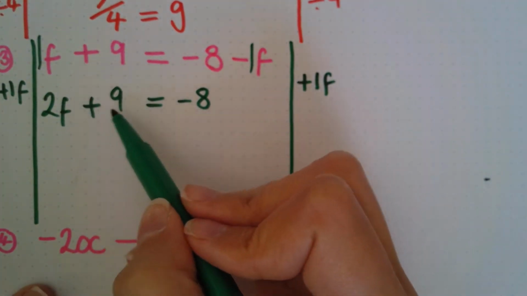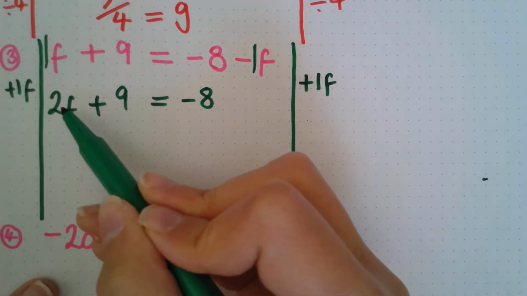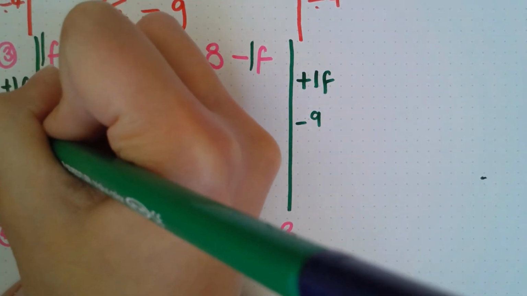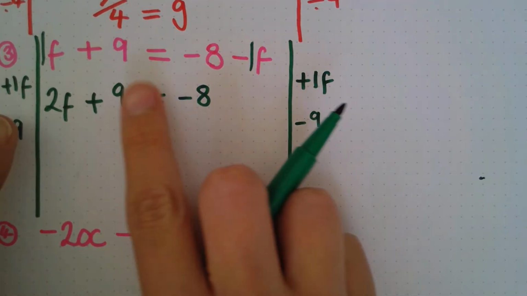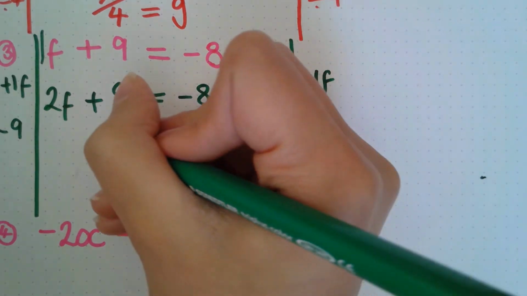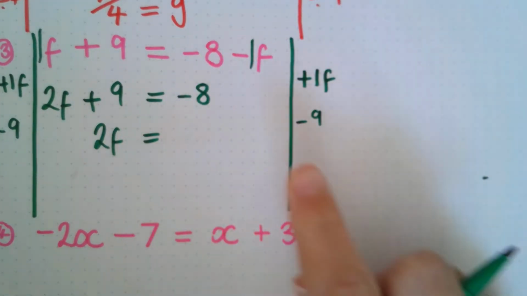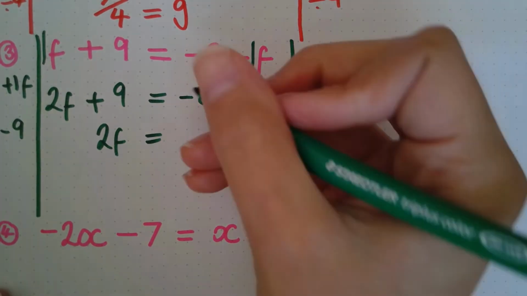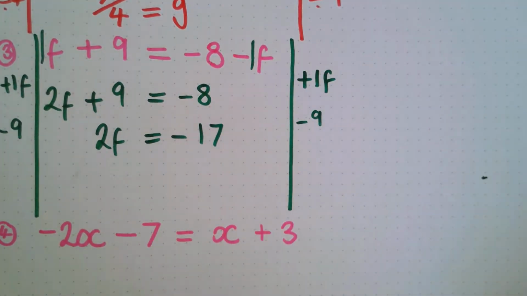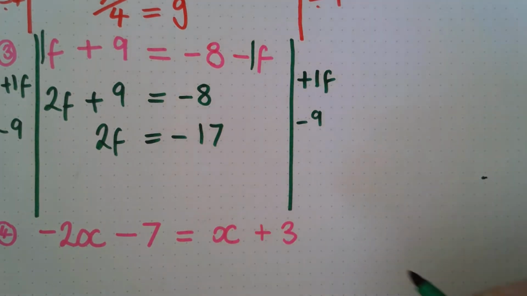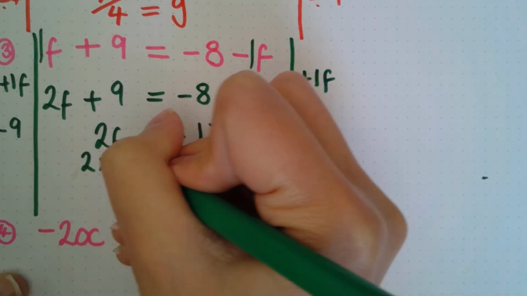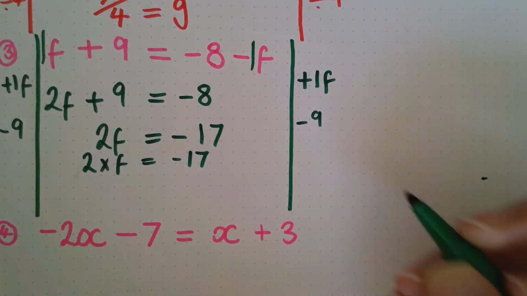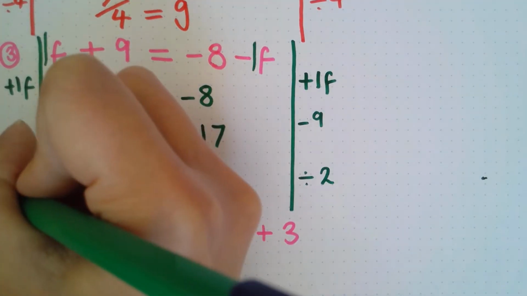Okay, then we're going to work on this plus 9 because we want f on its own. Opposite of plus 9, we're going to take 9 from both sides. Plus 9, take 9, they cancel out, so you're just left with 2f on that side, equals negative 8 take away 9 is negative 17. Okay, remember that means 2 times f equals negative 17. So the opposite of times by 2 is divide by 2. So we're going to divide by 2 on both sides.